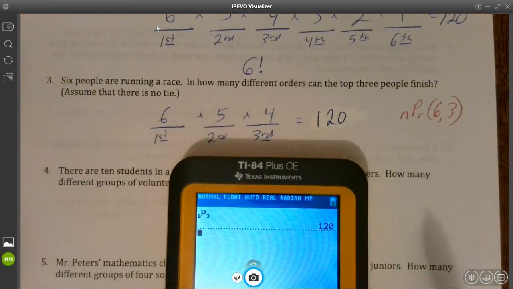6 times 5 times 4 is 120. This is 120 no matter where I type it and what I do, unless you're doing it wrong in your head like I did. All right, here goes.